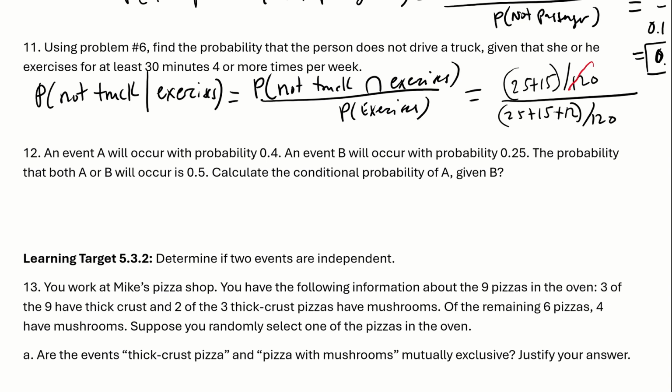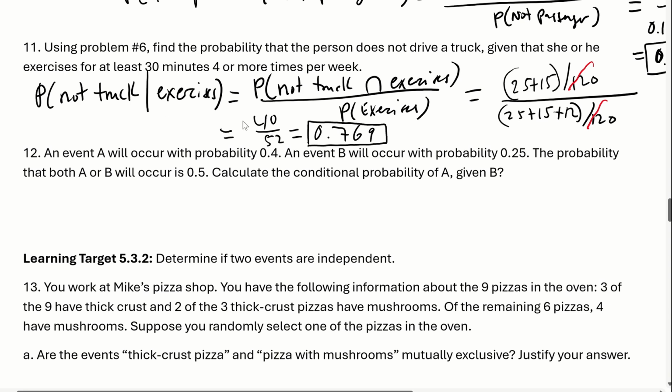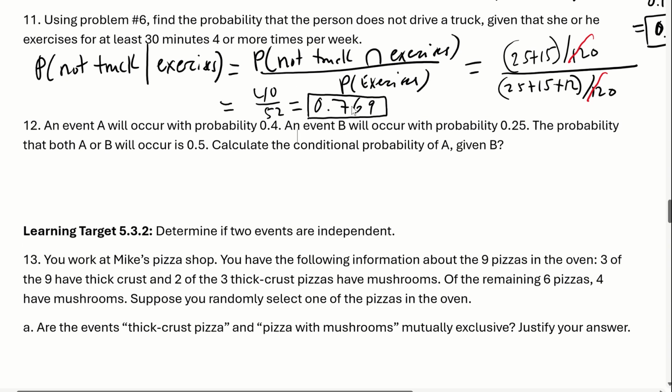But notice that the 120s cancel. So it's just going to be the numbers that we add on top and the numbers on the bottom. So if we add this up, we get 40 out of 52, which is 0.769. Okay, so hopefully that made sense. Practice using this conditional formula, all right? So you can't really go wrong if you do that. And then just get used to the formulas because you're going to have the formulas at the end of the day. So as long as you know how to use them, you should be okay.